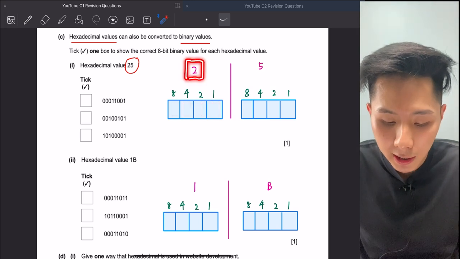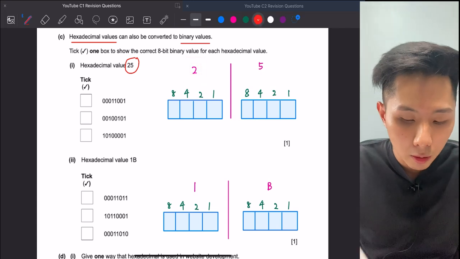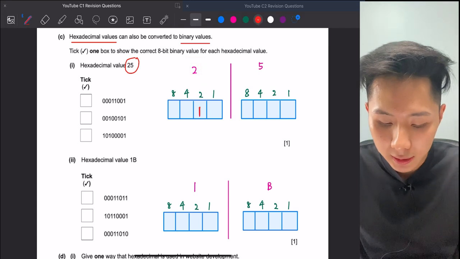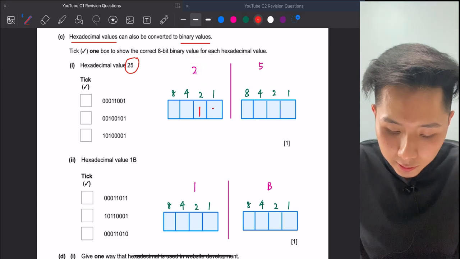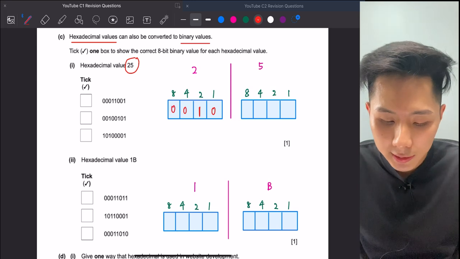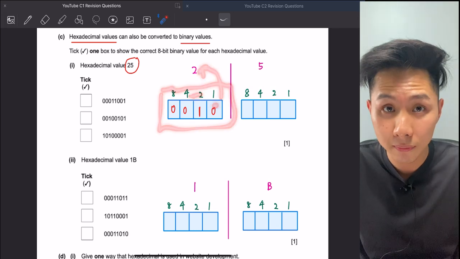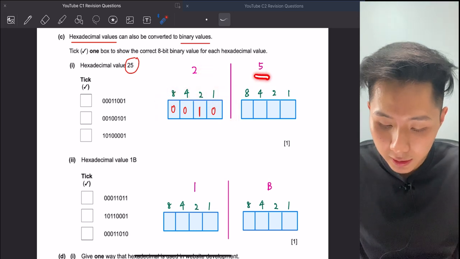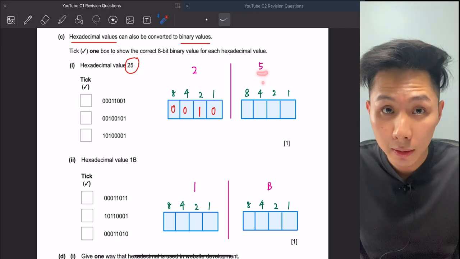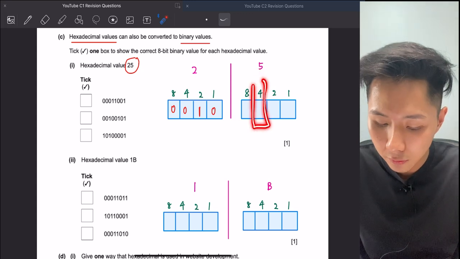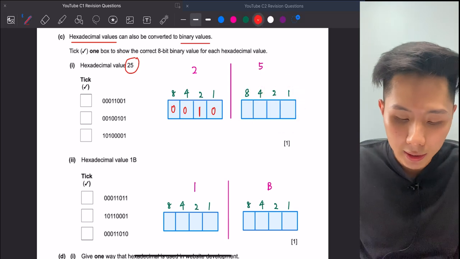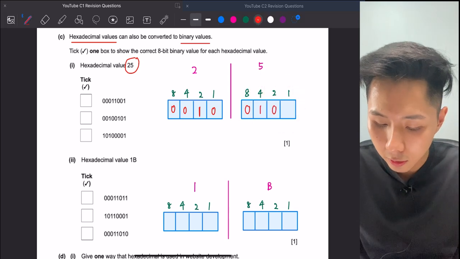So since my hexadecimal digit here is 2, I will put 1 in my 2 place value and 0 in the other value, so that this binary here is equivalent to the value 2. Whereas 5, I just have to find out how to make my sum equal to 5, so I can do 4 plus 1. So my answer should be 0, 1, 0, 1.